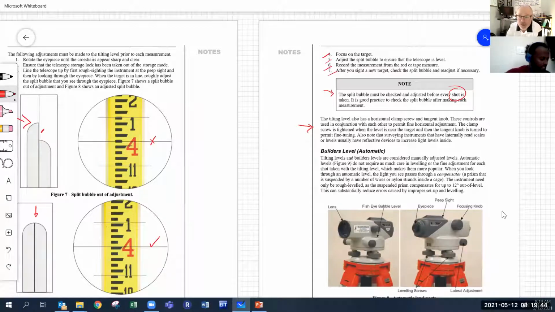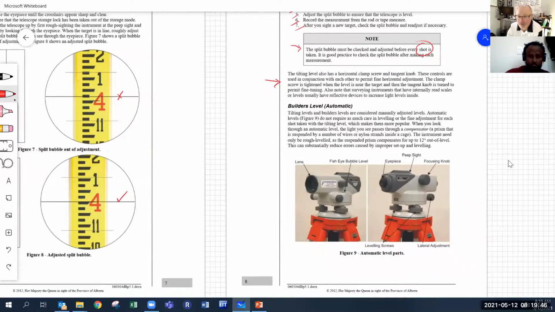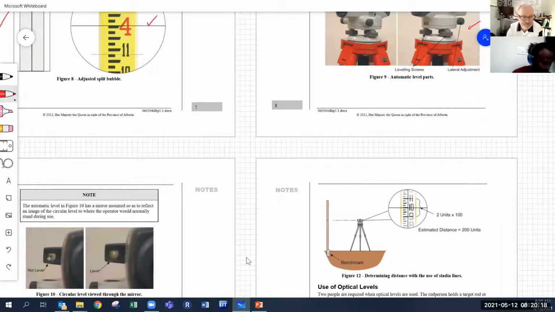Sometimes we have these automatic builder's levels, which will automatically adjust and level for you. They will compensate up to about 12 degrees out of level. There's a kind of compensator in there, and it actually does your fine tuning or fine adjustments for each shot by itself, which is kind of nice.